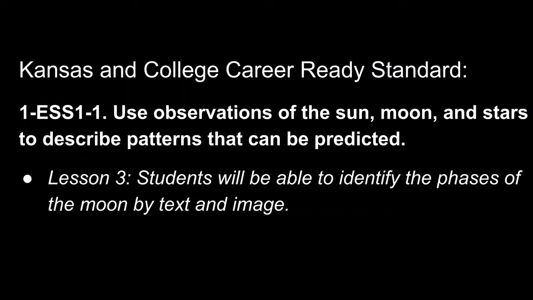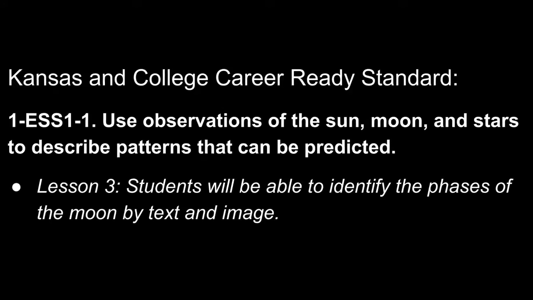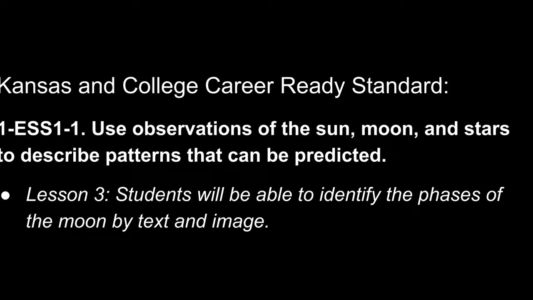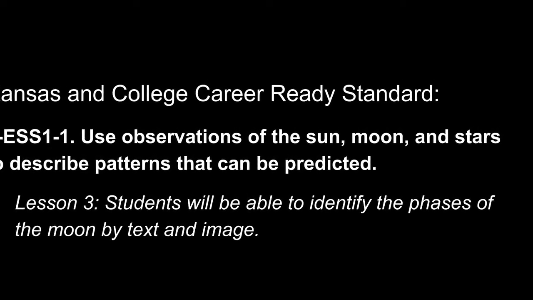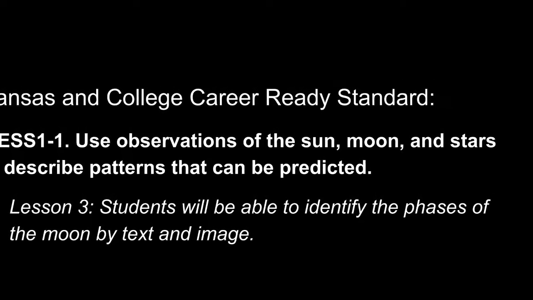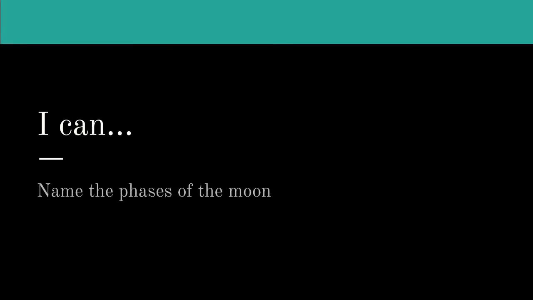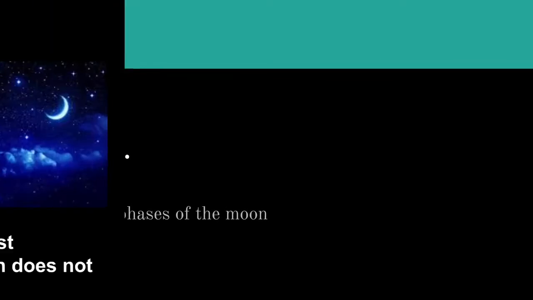Now, this is exactly what we are going to be learning. We are going to use our observations of the sun, moon, and stars to describe patterns that can be predicted. You guys will be able to identify the phases of the moon by their text and by their image. So in short, you will be able to say, I can name the phases of the moon.